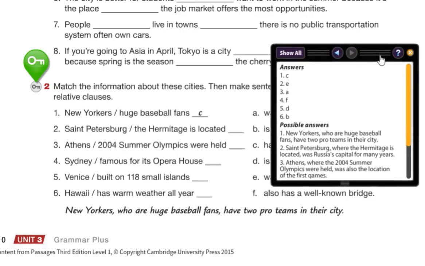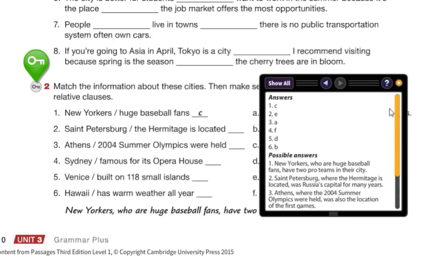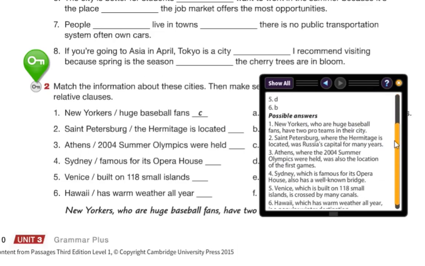So for number 1 is C, number 2 is E, number 3 A, number 4 F, number 5 D, and finally B. So we're going to do this exercise quickly just to check that you got the right answers, but now let's see the possible answers, because you can do other types of combinations. So: New Yorkers, who are huge baseball fans, have two pro teams in their city. Actually the Yankees and Mets.